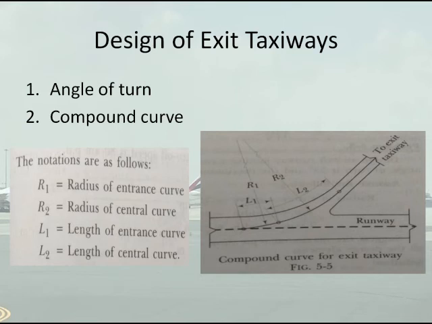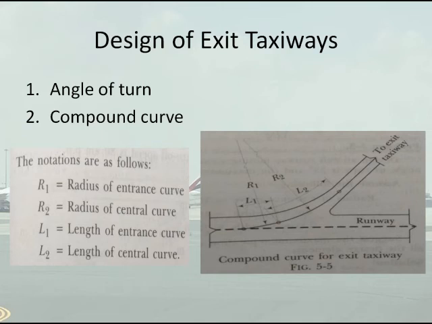The right angle or 90-degree exit taxiways, although not desirable from the consideration of minimizing the runway occupancy, are sometimes constructed for other reasons. The second point is the compound curve. It is necessary to provide a compound curve for high turnoff speeds of about 65 to 95 kmph. It minimizes the tire pressure on the nose gear and is relatively easier to establish in the field. Its shape is similar to that of a spiral as shown in the figure.